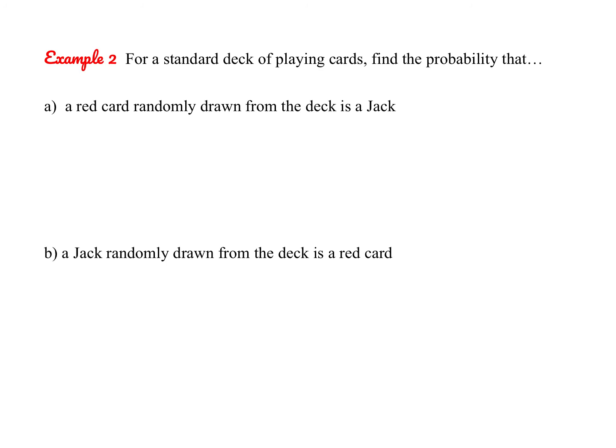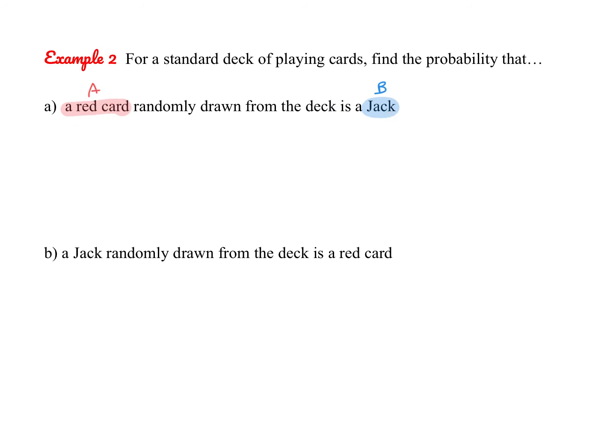All right, let's give this one a try together. It says for a standard deck of playing cards, find these two probabilities. First, the probability that a red card randomly drawn from the deck is a jack. Here, if we call being a red card event A, and being a jack event B, and we interpret this, it says a red card that is randomly drawn from the deck is a jack.